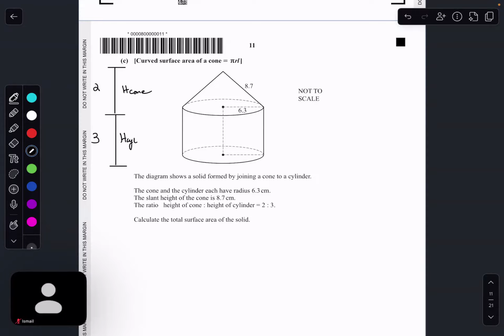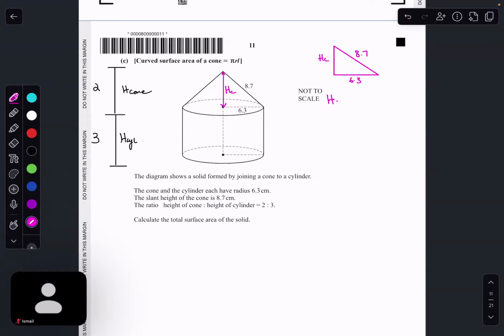Can we figure out the height of the cone? Yes, we can. We can use this over here. The perpendicular distance from the vertex to the base of the cone. This will be the height of the cone. I can figure that out because we are making a right angle triangle over here. This is a right angle triangle, with 6.3 and 8.7. So I can figure out the height of the cone.